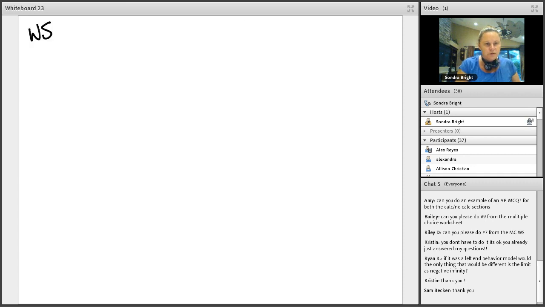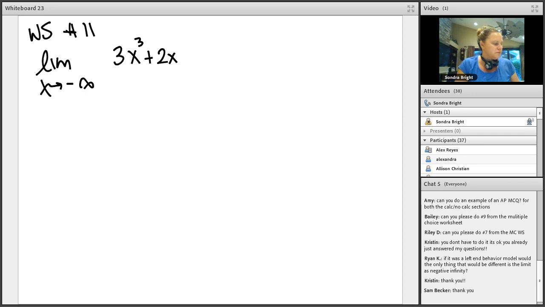So here's worksheet number 11, and it's the limit as x goes to negative infinity of 3x cubed plus 2x squared, over x minus 7x squared.